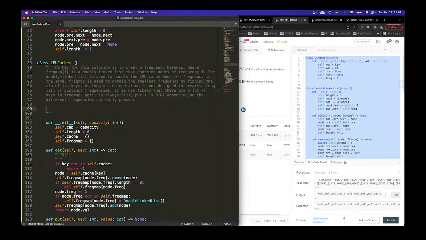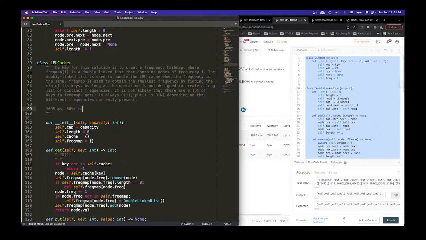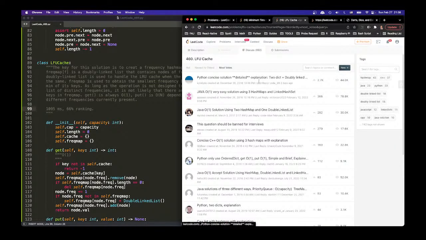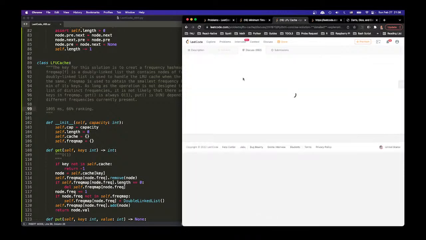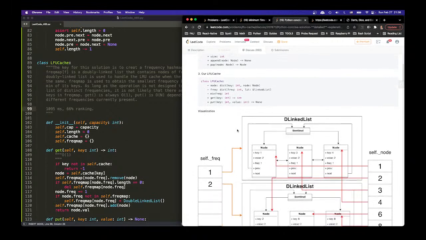Let's run it. 1095.66. I mean, solving the LRU cache definitely helped with this. All right, let's see. What do the smart people say? Two dicts, plus, yeah, we do have two dicts. Double linked list. LFU cache. Oh my goodness.